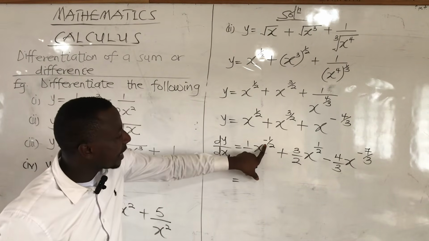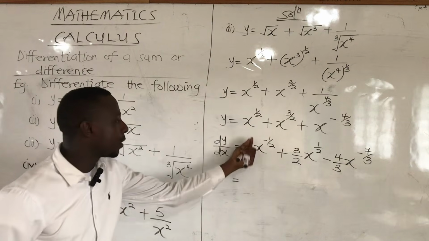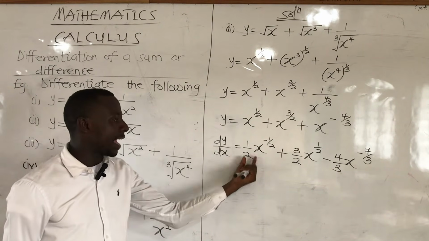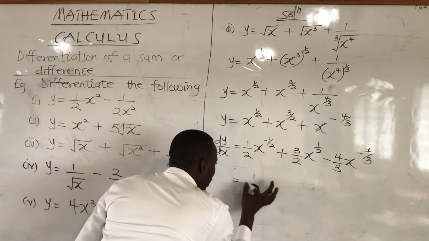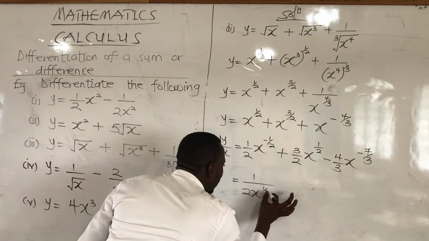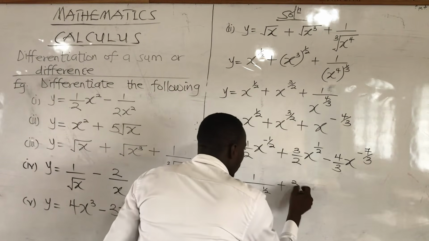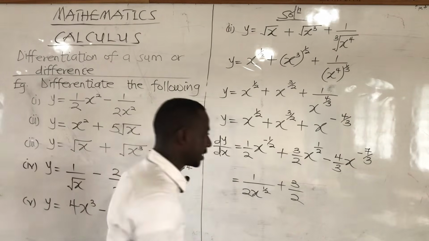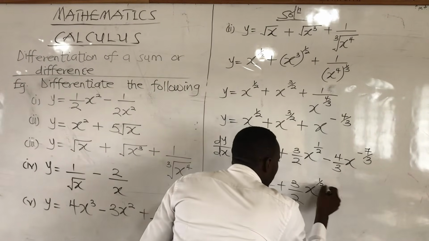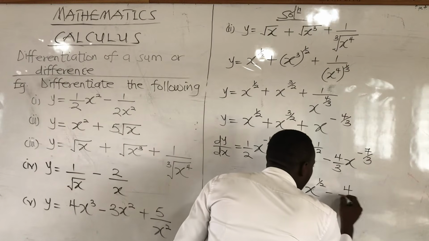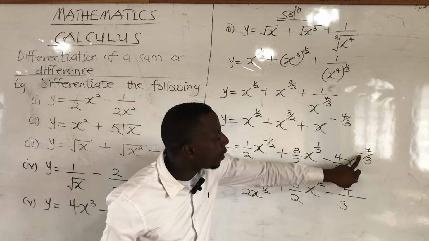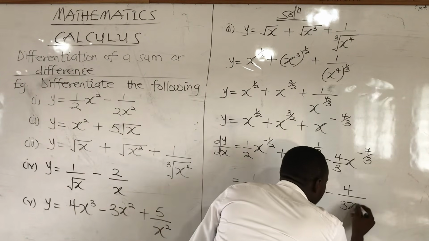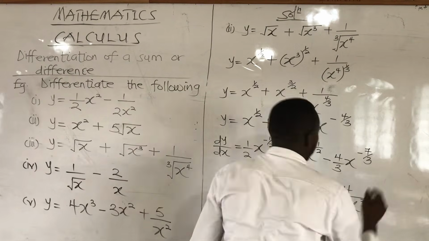Now, we can see that here the exponent is negative. So we bring it down. It's going to be attached to the 2. When we bring it down, definitely the exponent will now be positive. So we have 1 over 2x power positive half plus 3 over 2. Here it is not negative, it's already positive, so it will remain the same. So we still have x power 1 over 2 minus 4 over 3. Because the exponent is negative, we bring it down, giving us x power positive 7 over 3.